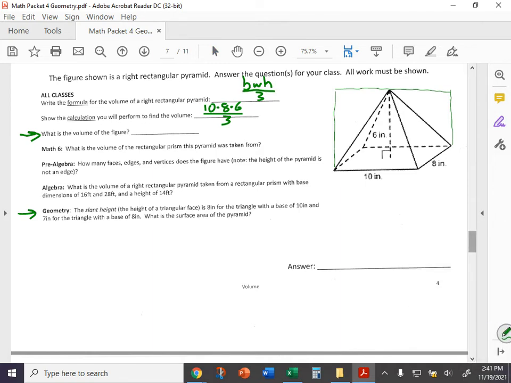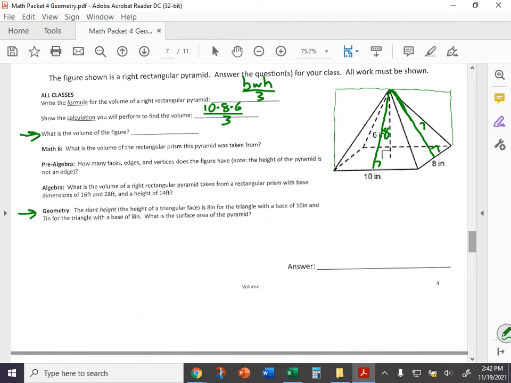So the slant height is 8 inches for the triangle with a base of 10 inches and 7 inches for a base of 8 inches. So just draw this in here, okay? For the base of 10 inches, our slant height, right, which is the height of the triangle, is 8. And 7 inches for our other base. So this is the height of the triangle, that surface, and that is 7.